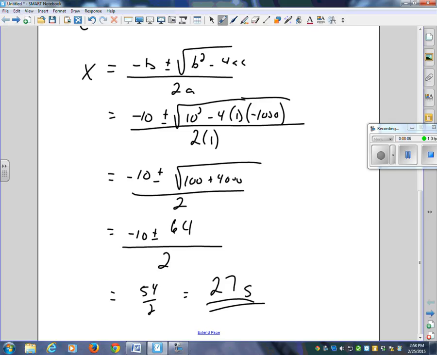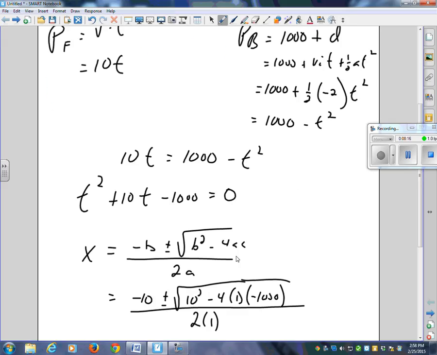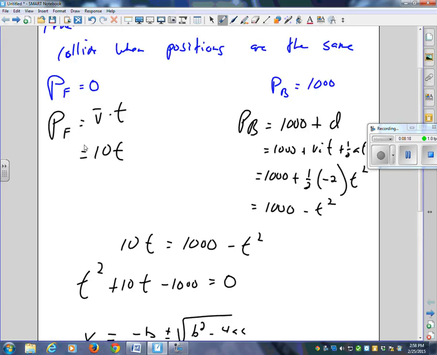So the question was, I don't know, Jason wrote the question. I think he asked, where do they collide, right? So I found out the time. How do I figure out where that happens? Well, I have 2 formulas for where. One is Fred's and one is Barney's, right? So this is going to be 27 seconds. 10 times 27, at position 270. Should you get position 270 out of this as well?